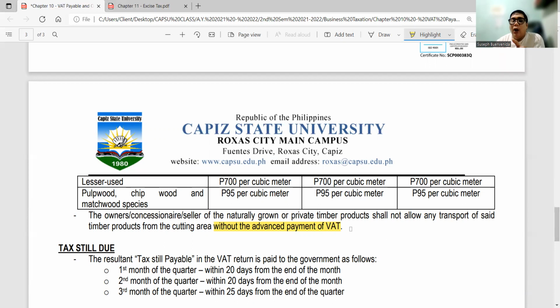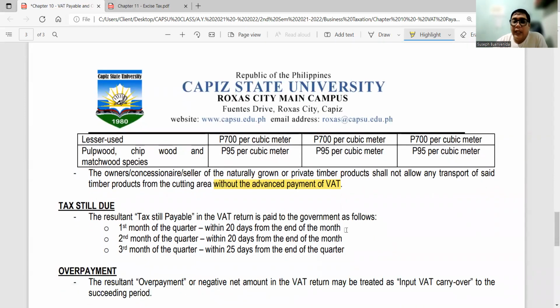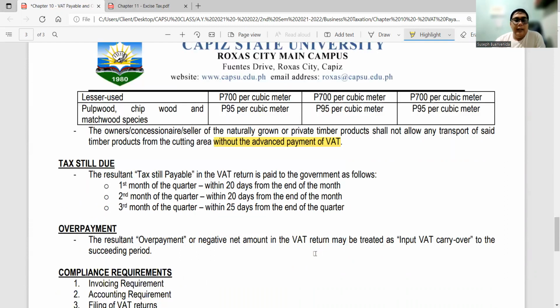And the moment you get a permit from the DENR and you have cut the trees, you cannot yet transport or travel with your cut timber, wherever you are bringing it, if you have not paid the advance VAT to the BIR. So the advance VAT applies to only three products: sugar, flour, and timber products. So let's go back to the requirements.